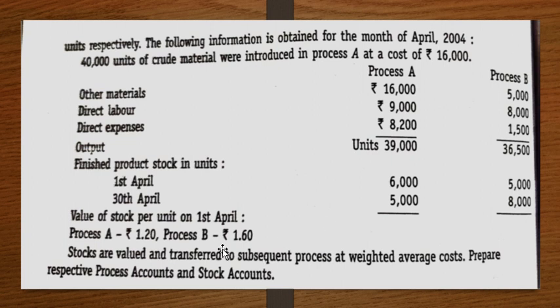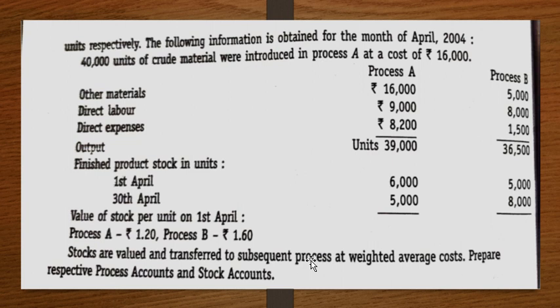Then they have stated that stocks are valued and transferred to subsequent process at weighted average cost per respective process account and stock account. So for the problems we have solved till now, we have only prepared the process account, abnormal loss account, abnormal gain account, and normal loss account. In this problem they have given information about the stocks, and they have asked us to prepare the stock account. And they have also asked that stocks are valued and transferred to the subsequent process at weighted average cost.